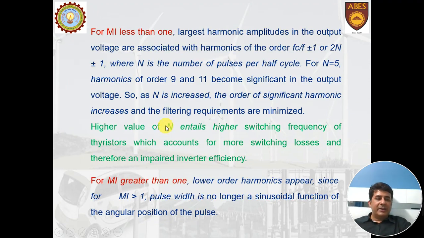However, by increasing the value of N, we are reducing the filter requirements on the other side. So this is an important point. What we could do is balance and figure out what should be the value of N, so that our filtering requirements are optimized, and the losses are also optimized. Mi greater than 1, I have already said, if Mi is greater than 1, pulse width will no longer be a sinusoidal function of the angular position of the pulse.